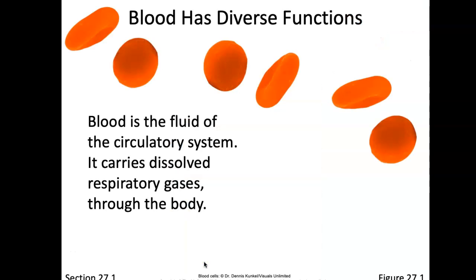So we're going to start out with blood, and blood has diverse functions, but the one that first comes to mind is the carrying of dissolved respiratory gases through the body. So you are transporting oxygen and picking up carbon dioxide.